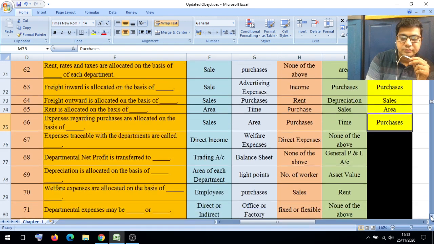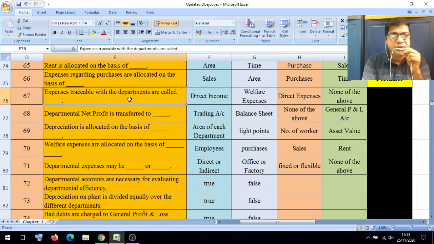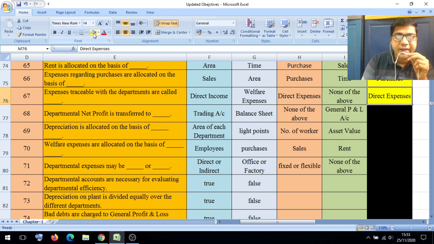Next, expenses traceable with the departments are called dash. Direct expenses, welfare expenses, direct income, welfare expenses, direct expenses, none of the above. The answer is direct expenses. Expenses related to the raw material, expenses which are actual expenses to produce the particular product, are called direct expenses.